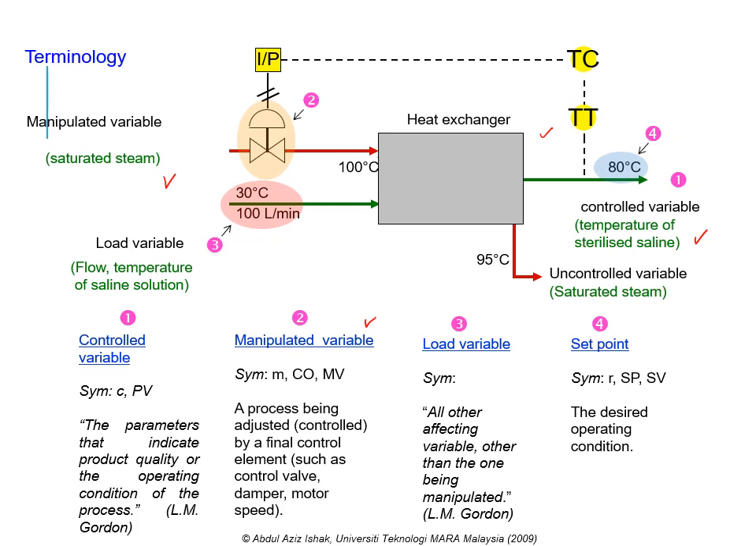and motor speed. Okay, and then there must be some disturbance or load variable affecting the system, or affecting the control variable. For this example, it is the inlet flow rate or inlet temperature of the saline water itself. By definition, a load variable is all other affecting variables other than the one being manipulated. So that is the disturbance or the load variable.